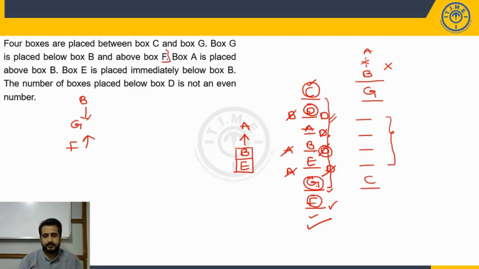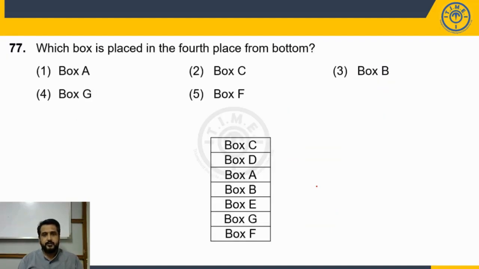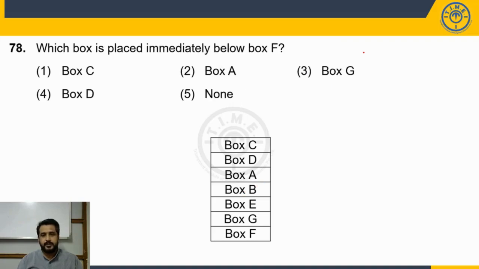Let's answer the questions. Which box is placed 4th from the bottom? Box B is placed 4th from the bottom. Choice 3. Which box is placed immediately below F? Immediately below F, none of the boxes are placed. Choice 5.